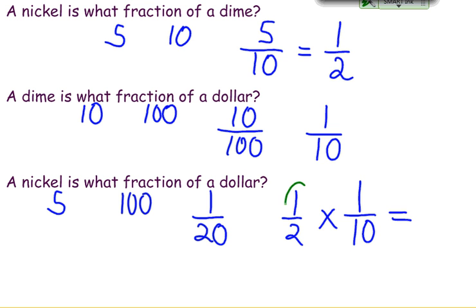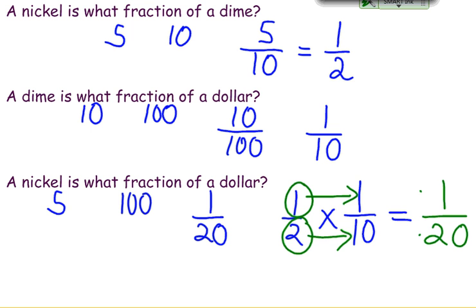Numerator times numerator gives us a 1. Denominator times denominator, 2 times 10, gives us 20. And so 5/100ths, or 1/20th, is the same as what we got over here of 1/20th. And so we used our first two ideas to help us solve for our third idea. We see that relationship between 1/2 and 1/10 being 1/20th.